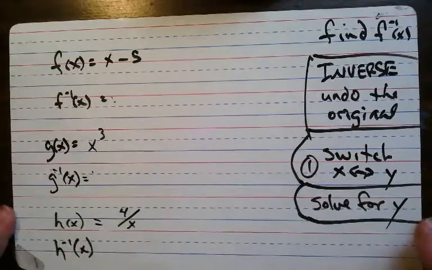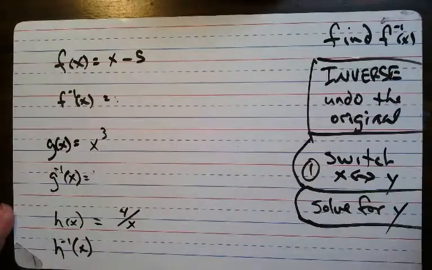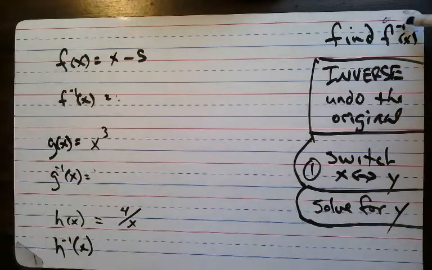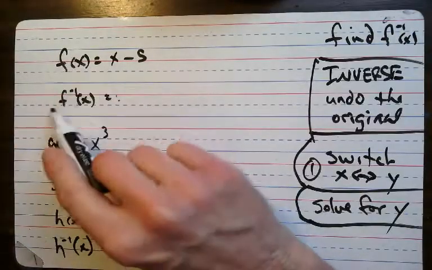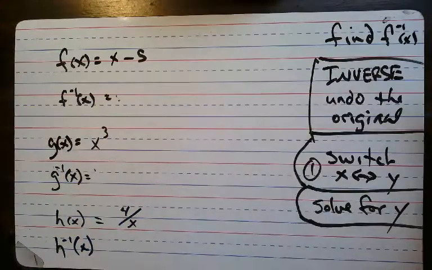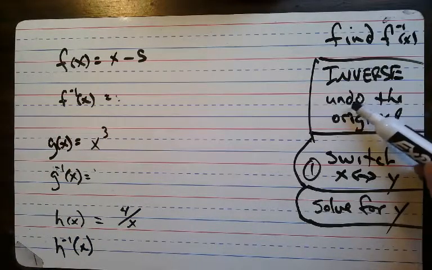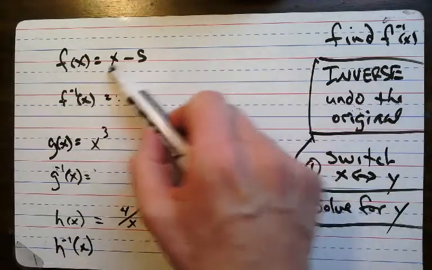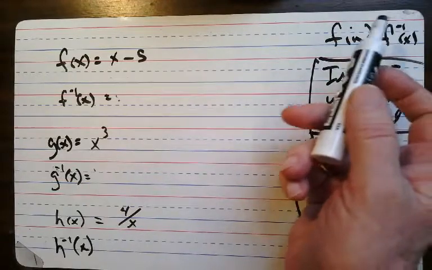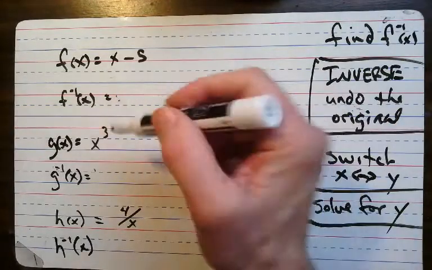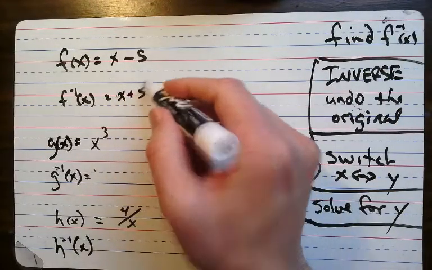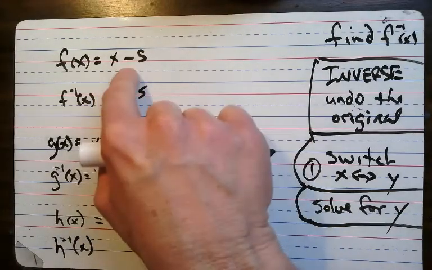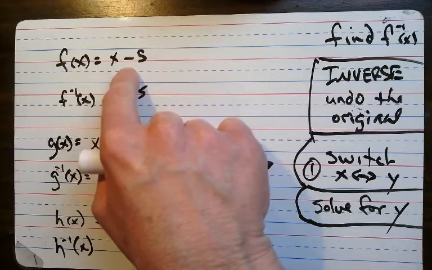Okay, today we're finding the inverses. Find an inverse. So what is an inverse? Remember, it's f negative 1. If this is f of x, then f negative 1 is the inverse. And what does the inverse do? It undoes the original. So if I'm doing subtraction of 5, the obvious inverse would be x plus 5, right? Because adding 5 undoes subtracting 5.